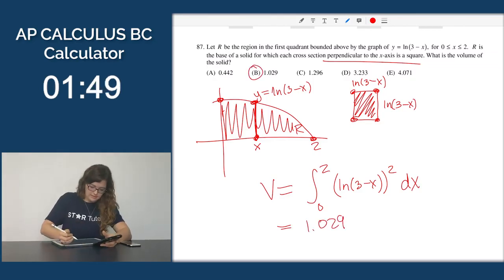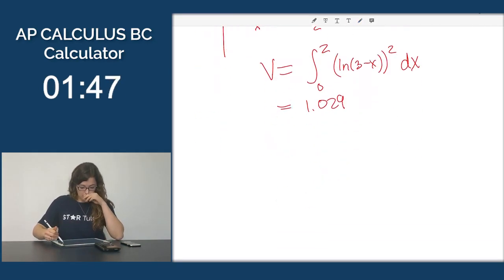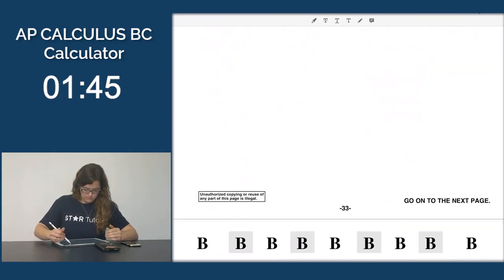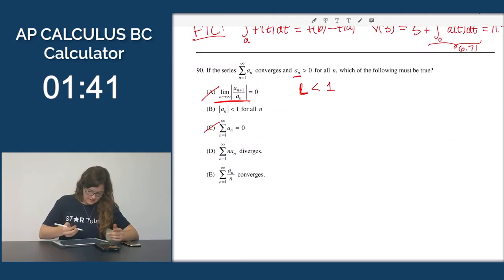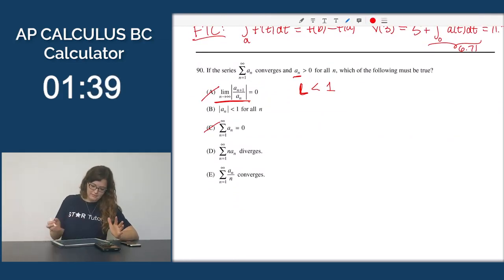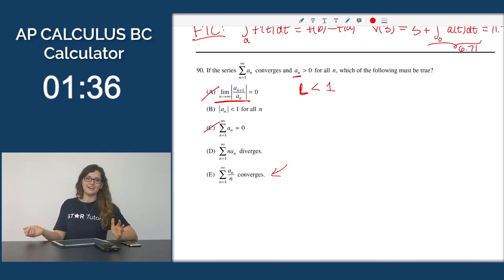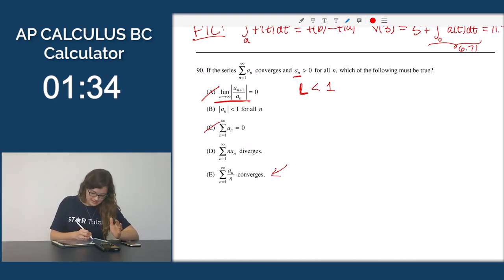All right, at this point I have less than 2 minutes left, so I'm going to have to guess on the last ones, which is totally fine. Again, remember, you don't need to get a perfect score on this. This is number 90, so I have a feeling it's E. I've done a lot of Calc 2 stuff, so I think it's going to be this one.